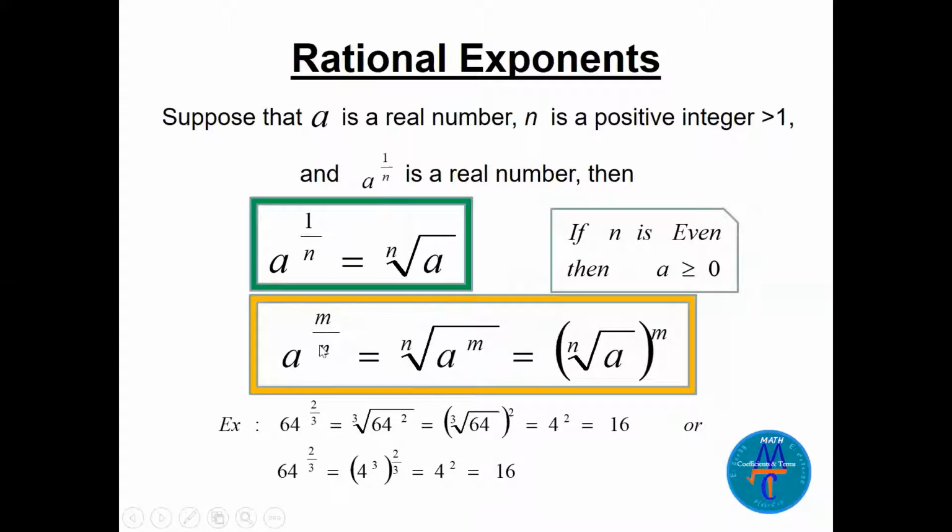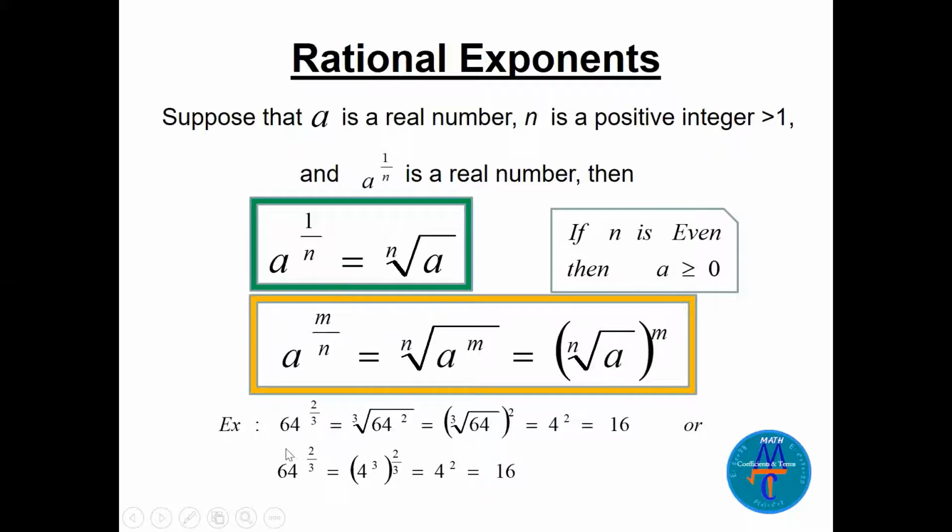A to the power m over n. If we have a fraction here, there's an example there. This is the nth root. We take the denominator here, this is the index, we call it index. Nth root of a to the power m, and this is the same as the nth root of a, all to the power m outside. Very nice, easy example you can see here.